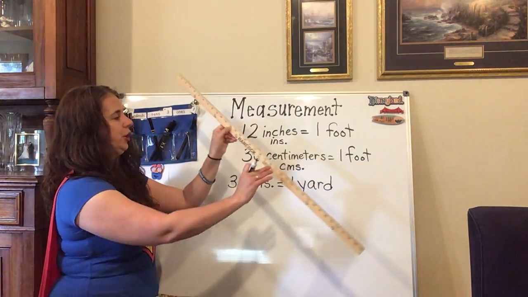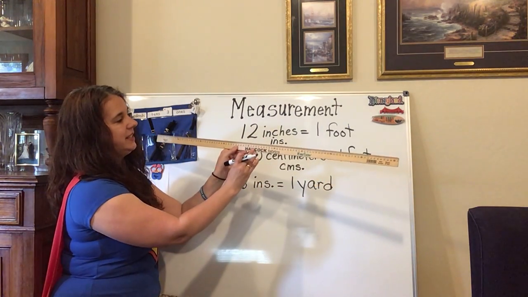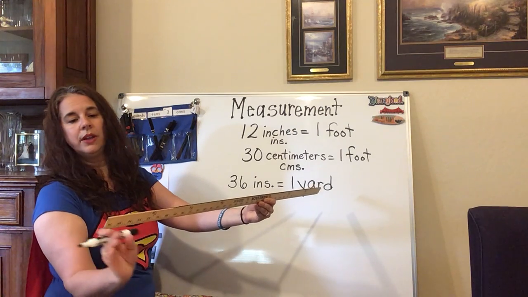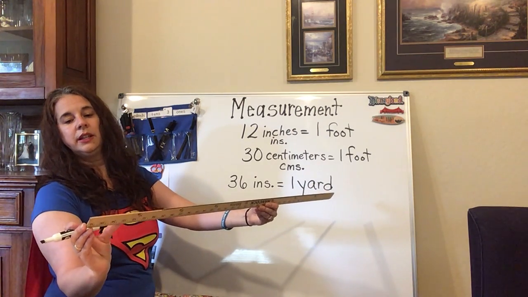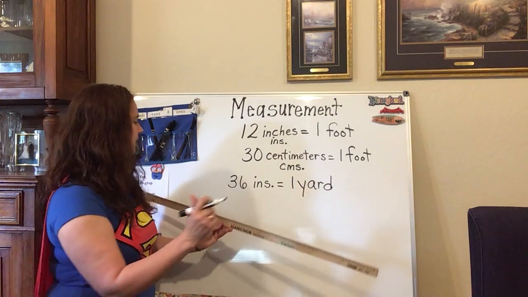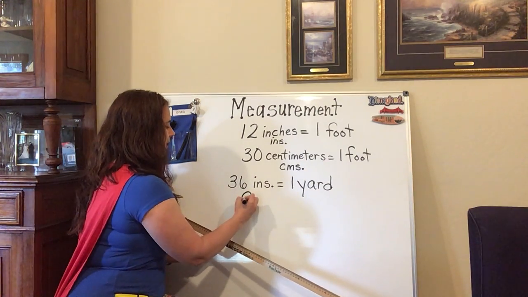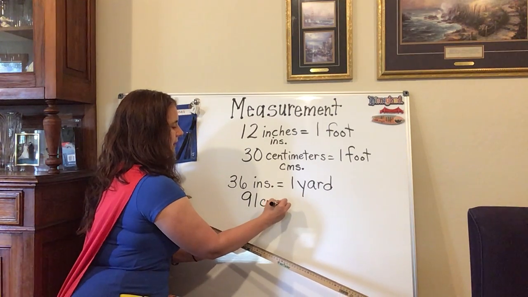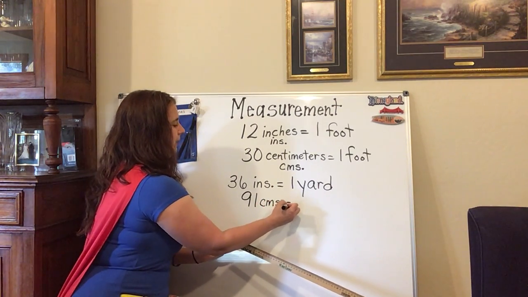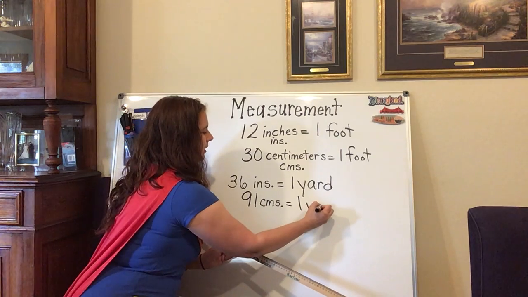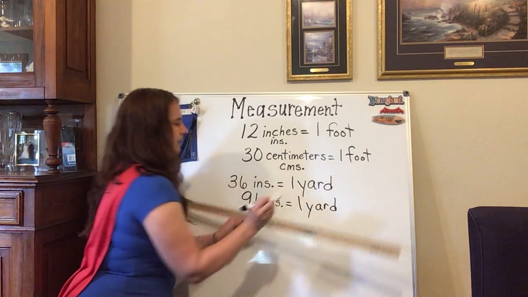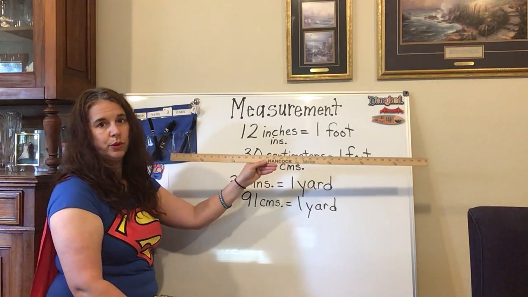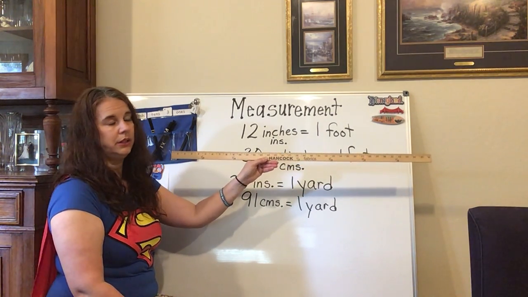So if we flip it over, actually to this side, we're gonna have centimeters. And I'm looking to see, ooh, that's a lot of centimeters. I think that says 91. Mrs. Harlan needs her glasses. So 91 centimeters, remember CMS period, equals 1 yard. Okay, so here's our yardstick. But we really go by the inches a lot of times. So 36 inches equals a yard.